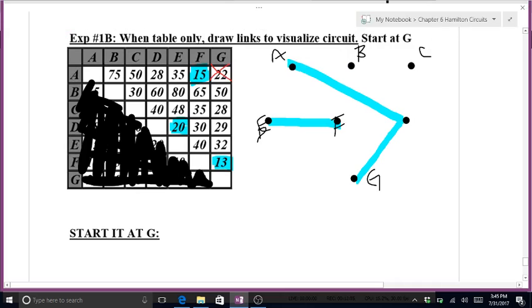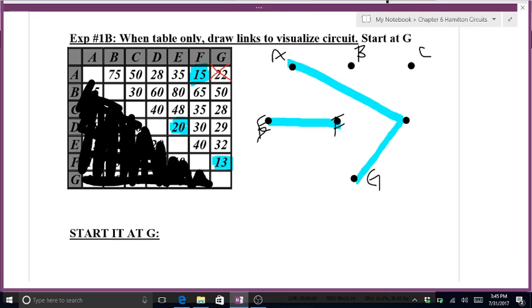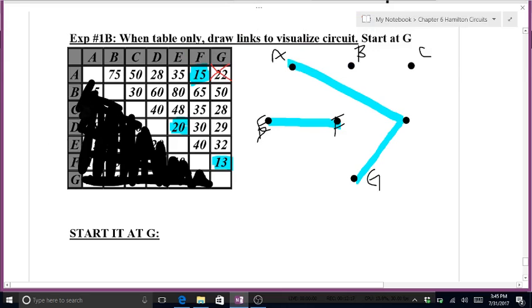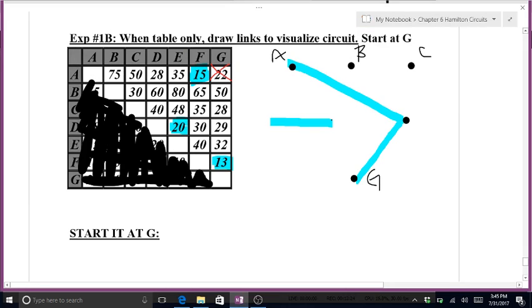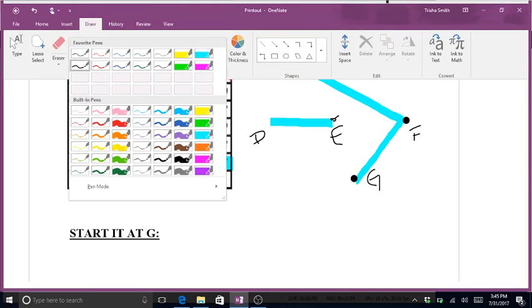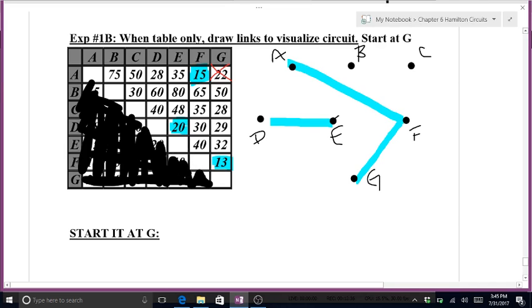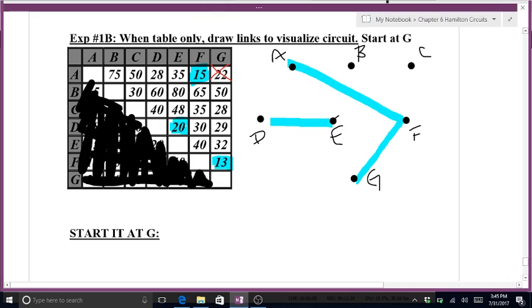My next smallest one is 28. Oh no, what happened? Sorry guys, give me a second. It looks like my stuff disappeared here. Everything shifted over somehow. I don't know what happened there. Oh, now I gotta find my thick marker again. D and E. Okay. We should be good now.